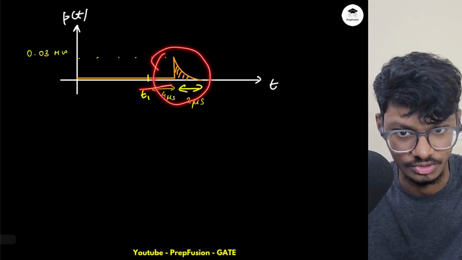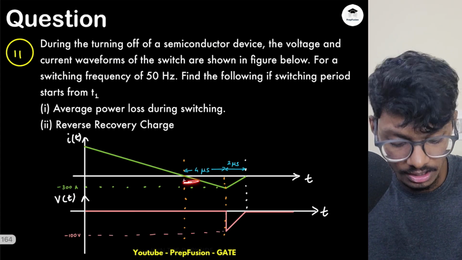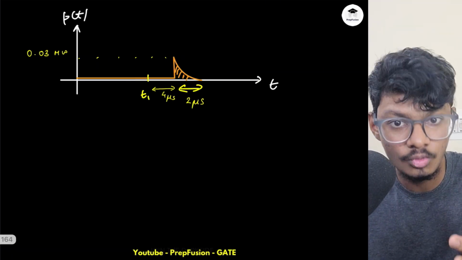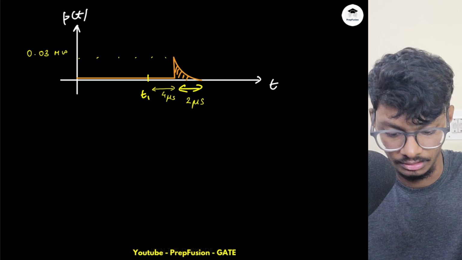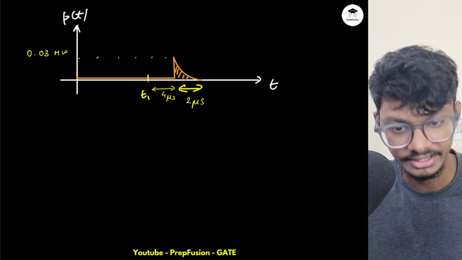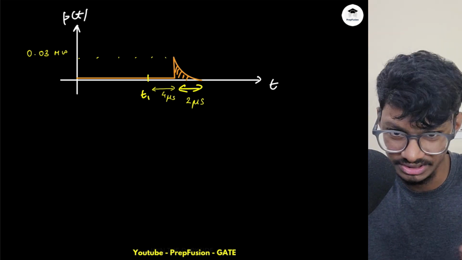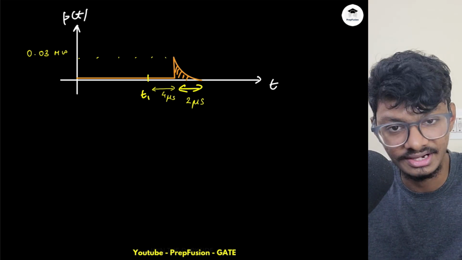I will ignore this portion, even though the switching starts from here, because as my voltage is 0, the power dissipated will be 0. I will write method 2 in the notes after this lecture has finished, but I will not solve it because that will just waste our time. Both are the same thing, just how you write the voltage and current expressions.